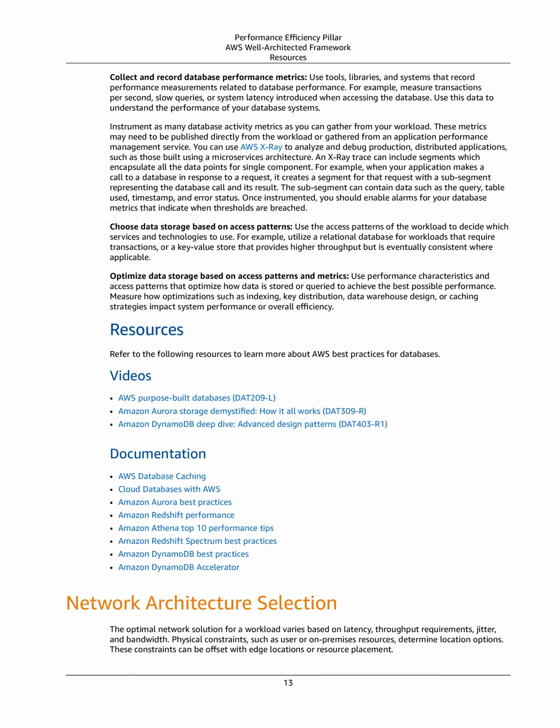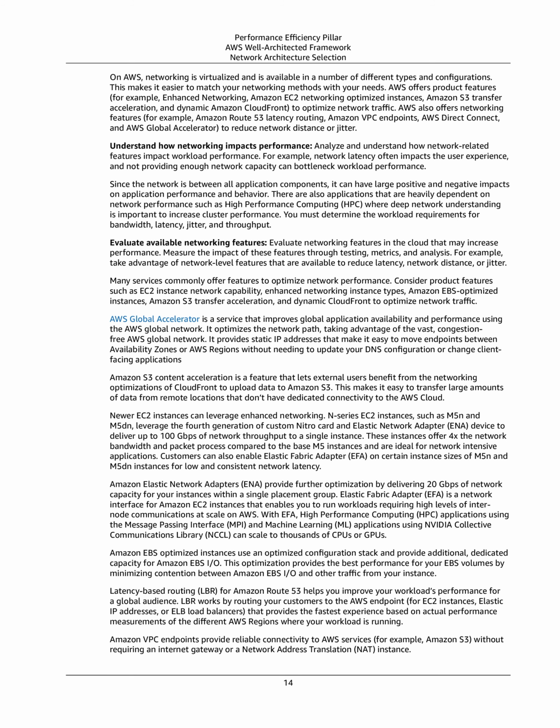Network architecture selection. The optimal network solution for a workload varies based on latency, throughput requirements, jitter, and bandwidth. Physical constraints, such as user or on-premises resources, determine location options. These constraints can be offset with edge locations or resource placement. On AWS, networking is virtualized and is available in a number of different types and configurations. This makes it easier to match your networking methods with your needs.